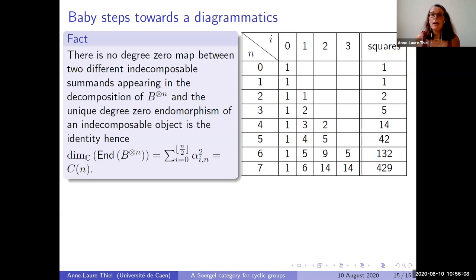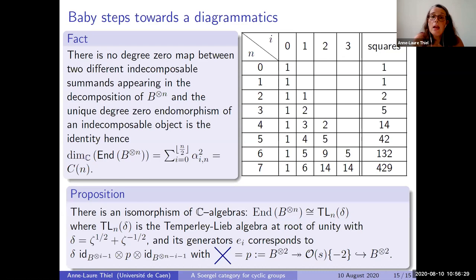So we have an algebra. We know its dimension, it's Catalan number n, and we want to describe it as a diagram algebra. And what's your favorite diagram algebra, which has dimension Catalan n? It's the Temperley-Lieb algebra. So for n less or equal than d minus 1, it turns out that this endomorphism algebra is actually isomorphic to the Temperley-Lieb algebra with parameter delta, so the value of the circle is given by zeta to the 1/2 plus zeta to the minus 1/2. So it's a Temperley-Lieb algebra at root of unity.